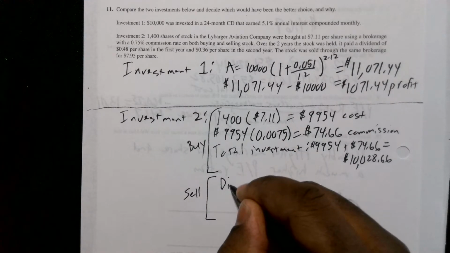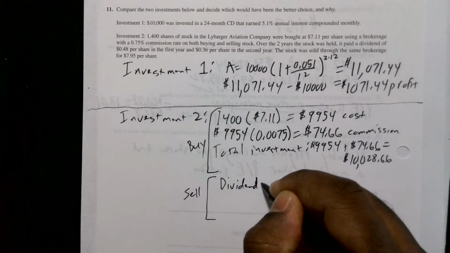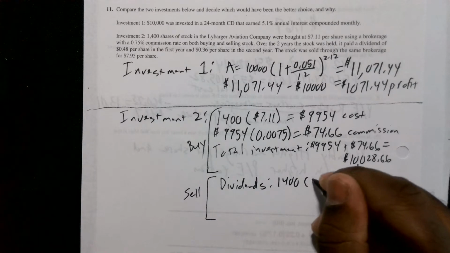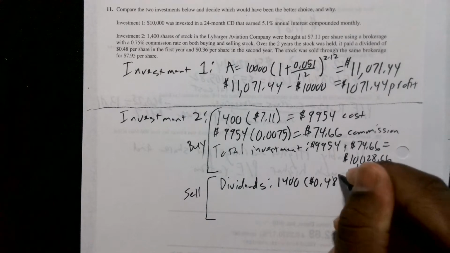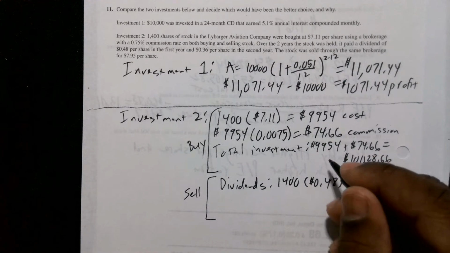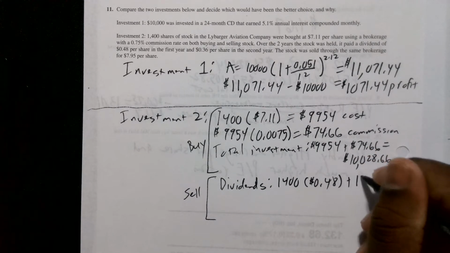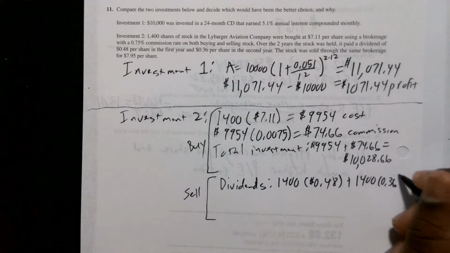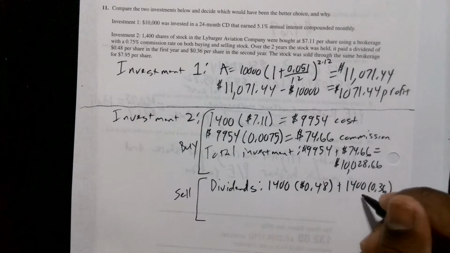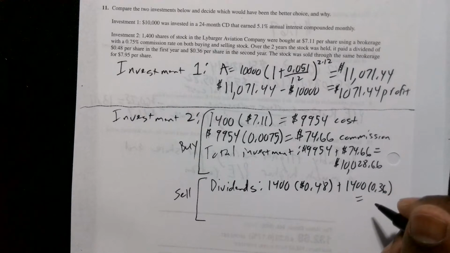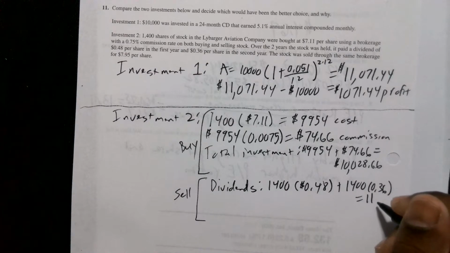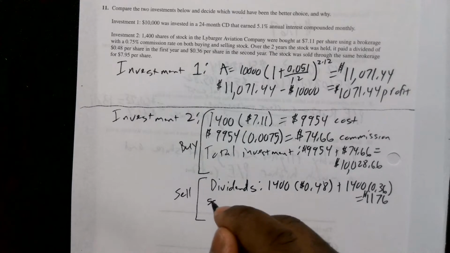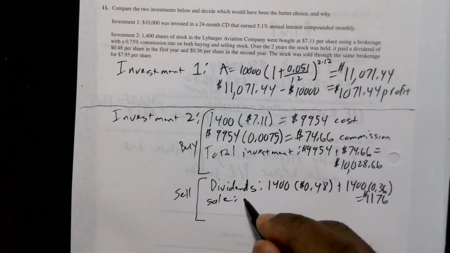So before we actually sold it, we got dividends, which is 1,400 times 48 cents because you have 1,400 shares. And then you also had 1,400 times 36 cents per share because the price did change. So, well, your dividends changed. So your dividends were $1,176.